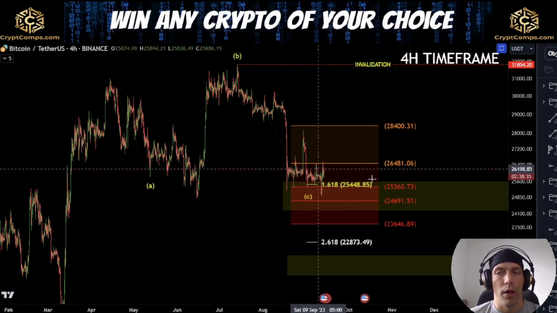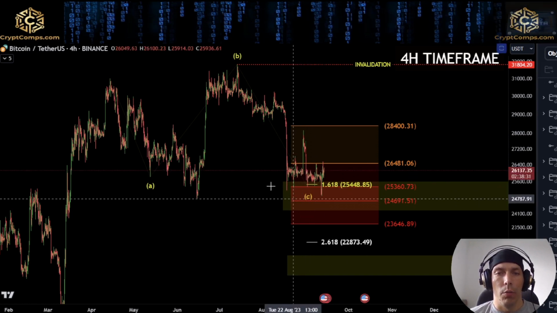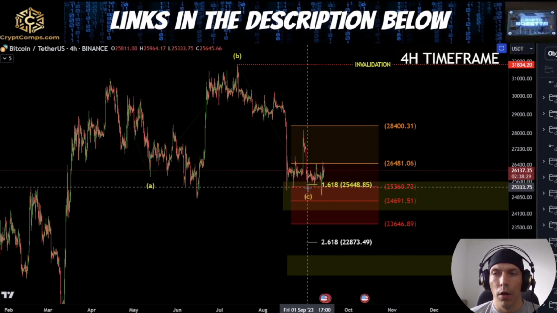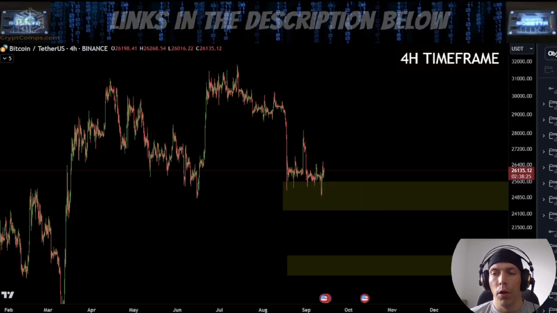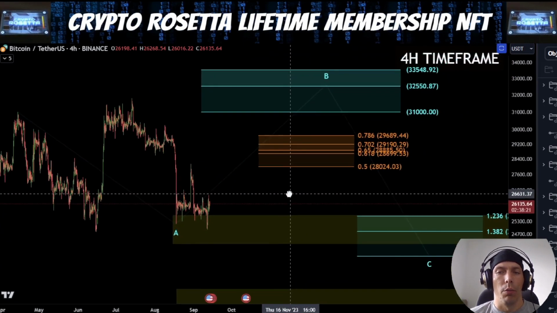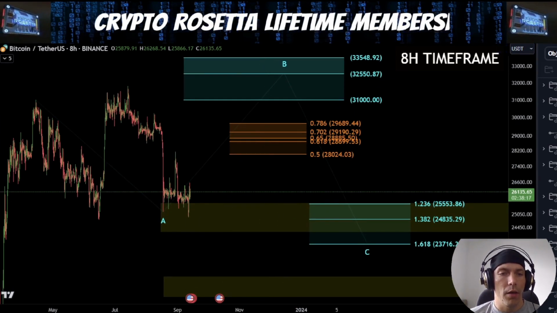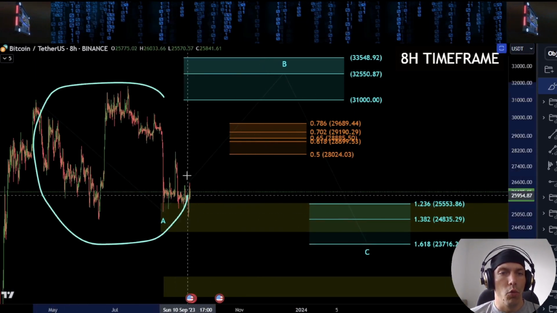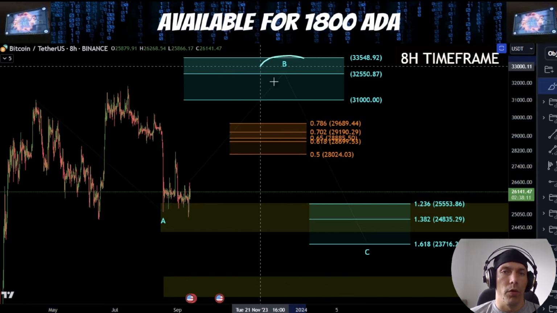Now, the other thing that we need to be aware of is that if this is actually completed into this low over here of this 25,333, what I would be looking out for is the possibility that we could still be looking for a bigger complex corrective structure here. Now, what I would be saying here is that effectively this whole move here would actually then just become our A wave, and we could be looking for this blue B wave.